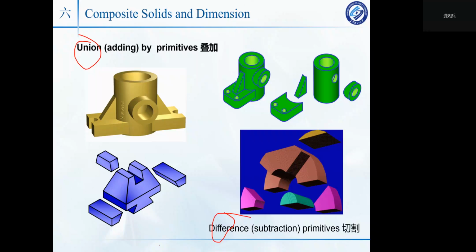This one uses subtraction. You use a prism. You cut this part away, cut this away, and cut the top away, and you cut a side into a slide plane, or into an inclined plane. Here you get this equipment.